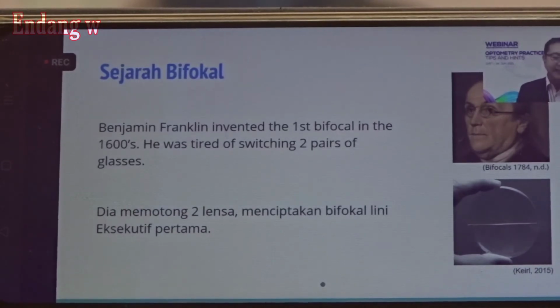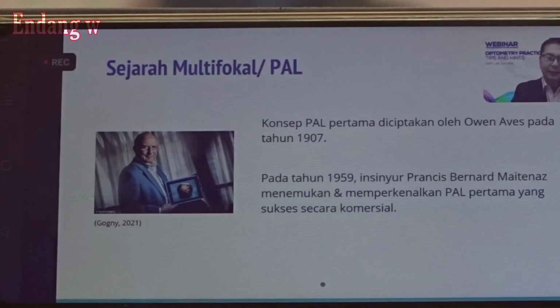Benjamin Franklin, an excellent guy about 400 years ago, when he had a problem with his eyes, actually got lenses and cut into them. So this is a very smart guy 400 years ago. So from there, bifocals started. The next slide: it was not until 1907 that the first concept of progressive lenses came.